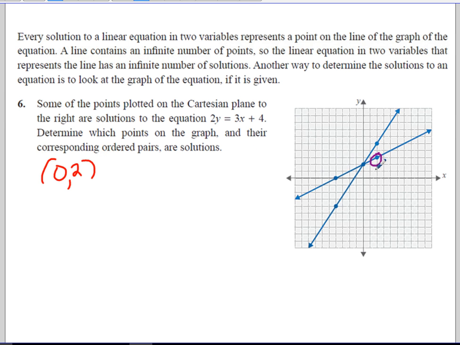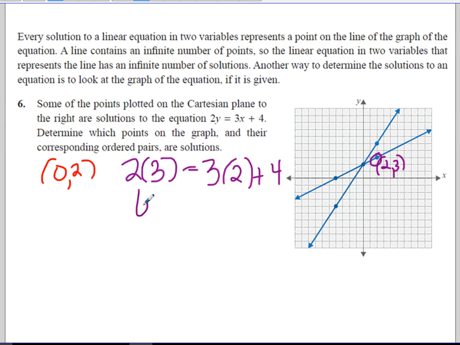So first, let's figure out its ordered pair. We're going right 2 and up 1, 2, 3. So that's point (2, 3). So we need to know, is that going to work or not? So 2 times y, or 2 times 3, equals 3 times x, which is 2, plus 4. I can already see no because we have 3 times 2 and 2 times 3. So we have 6 equals 6 plus 4.